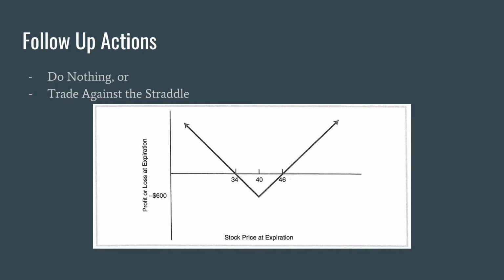Because synthetic straddles have a limited loss feature built into them, no follow-up actions are required for preventing losses. This feature is appealing to many investors. The alternative to taking no action is trading against the straddle. This is done when the stock has moved far enough in either direction to generate a profit.